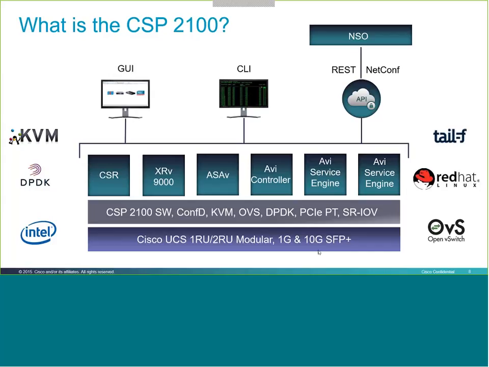And then finally at the top, you can put just about any KVM-based service on the platform today. So we have the CSRs running, which is the virtual router from Cisco, XRv 9000, another virtual router from Cisco, ASAv. And of course, we have Avi here, and then we're also supporting a number of third-party virtual services. And then, as I mentioned previously, you can interact with the box through the GUI, the CLI, a REST API, or NETCONF. Okay, next slide, please.